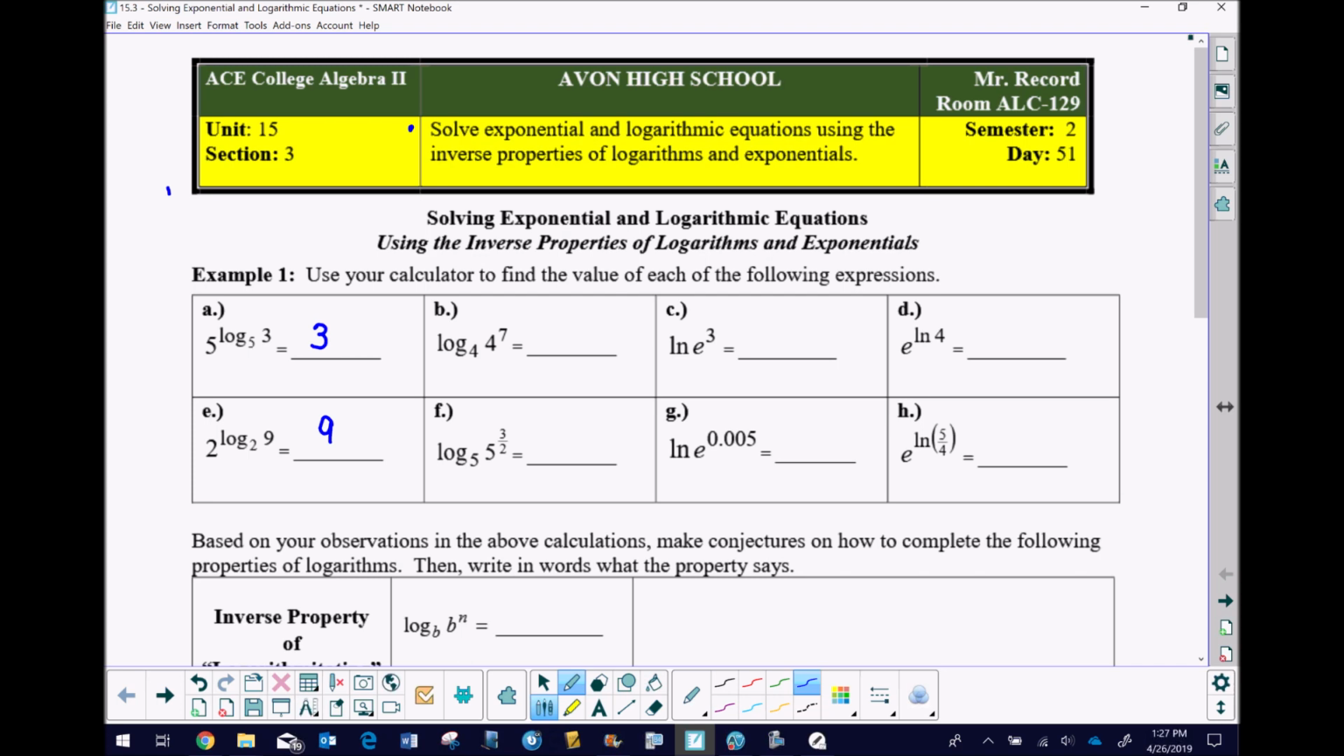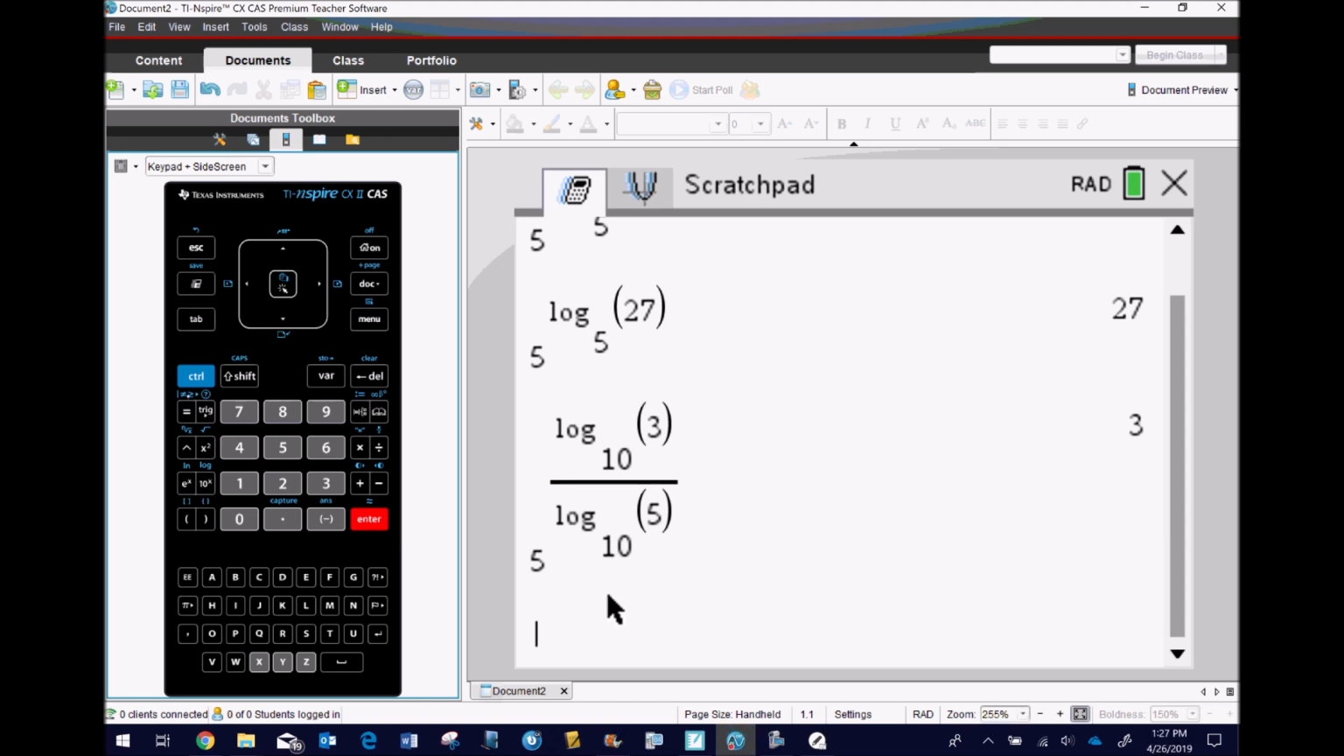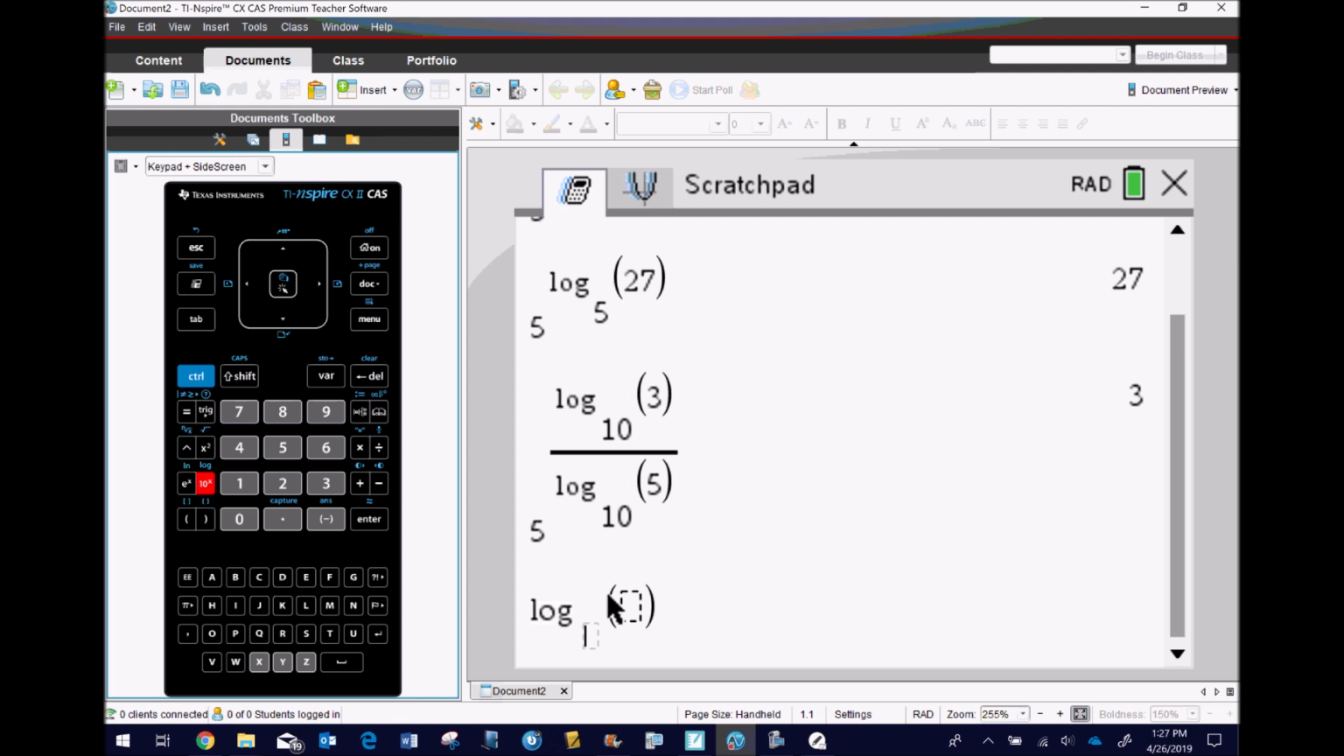Now if we look at B, we've done something a little different here. Now we're going to take the log base 4 of a value of the same base as our logarithm, and then that number is raised to the 7th. So if we let the calculator do the work here, I would have the log base 4 of 4 raised to the 7th.